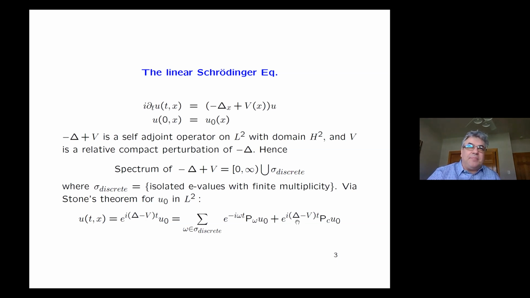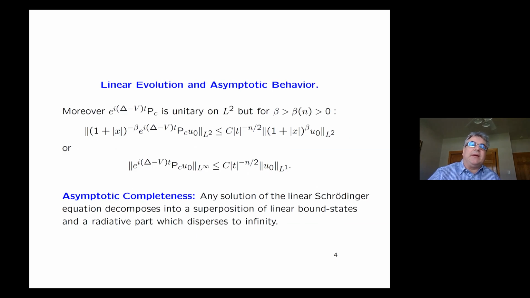However, it's been about 20 to 30 years that we know already that this dynamics is decaying. We look at the dynamics projected onto the continuous spectrum, and its L infinity norm is decaying in time by a power that depends on the dimension in which you are.